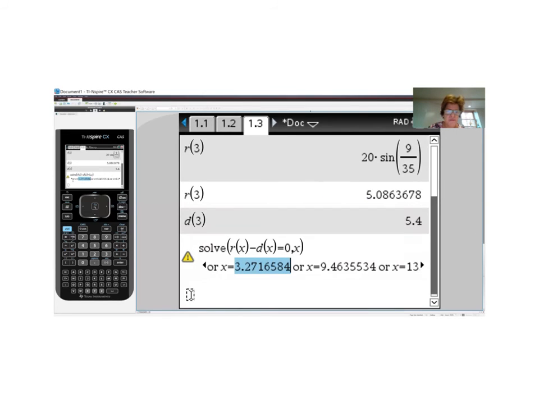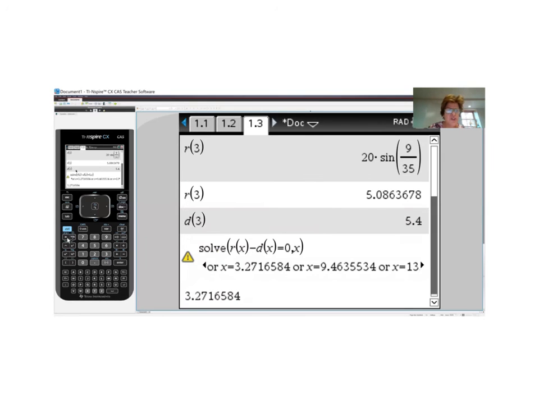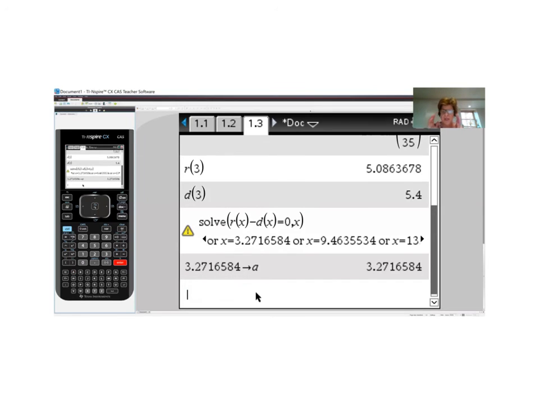So we're going to highlight that number, write it on your paper, and copy it. So we copy it, and we write it here, paste it there, and we're going to store it in a variable, control store, which is above the VAR key next to the delete key, A, and press enter. So now my calculator knows every time I have an A, it is that number. But on your paper, you should write A equals 3.2716584.